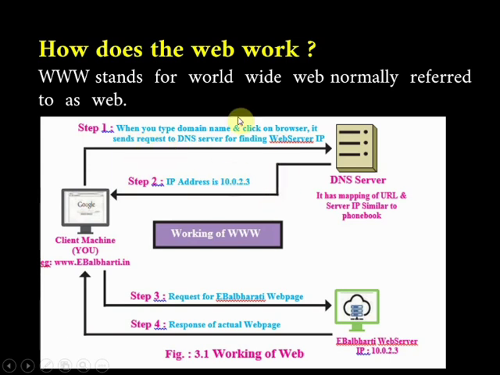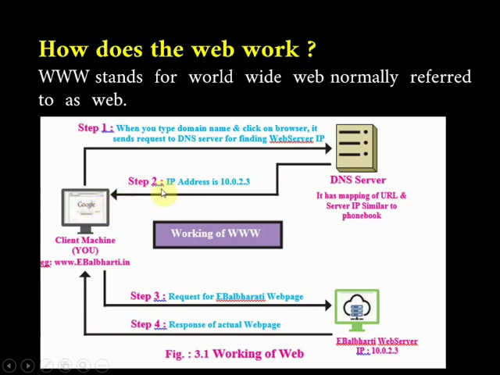Once you type the name of the website, that is called the domain name, and you click in the browser, it sends a request to the domain name system, that is the server, to find the particular website. Now the server will start searching for the website address, and once it is found, it will go to the client. It will request the client's IP address to be found.